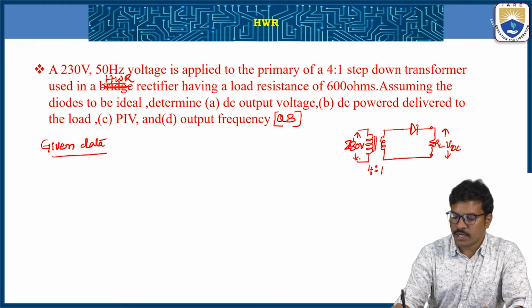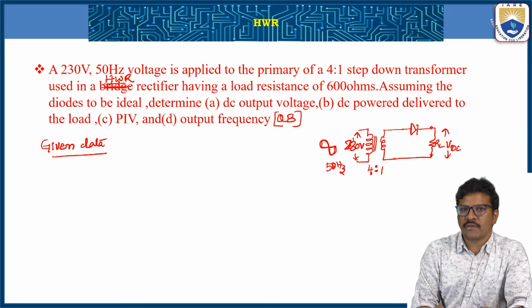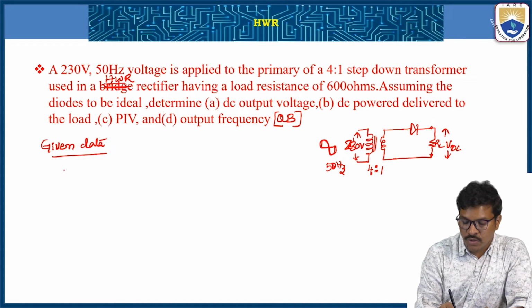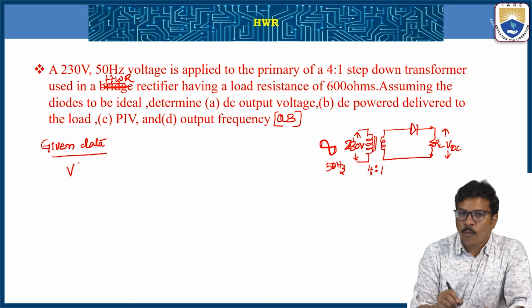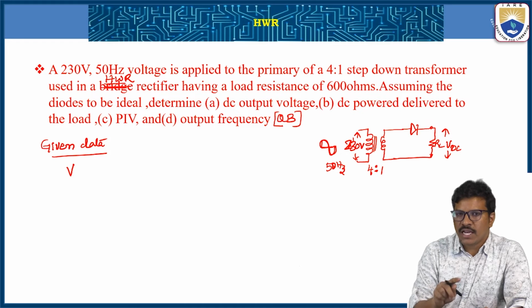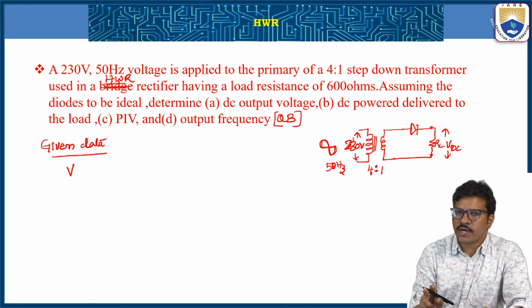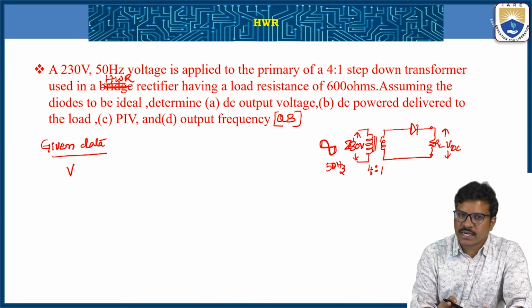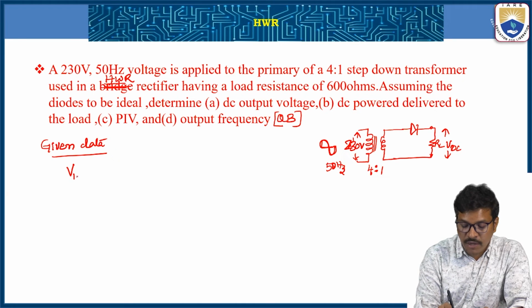Input is 230 volts. The input primary voltage is 230 volts. And if an AC signal is given, we will consider that the frequency is 50 Hz. At 50 Hz frequency. Now I just consider this here, basically to avoid confusion between primary voltage and secondary voltage. Now I consider the primary voltage as V1 RMS, or simply V1.